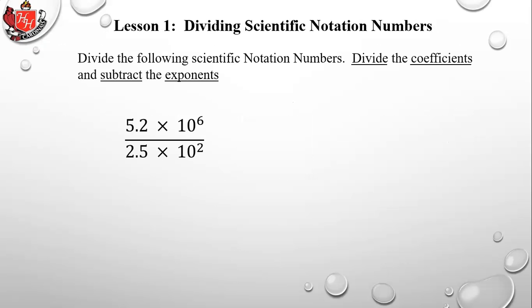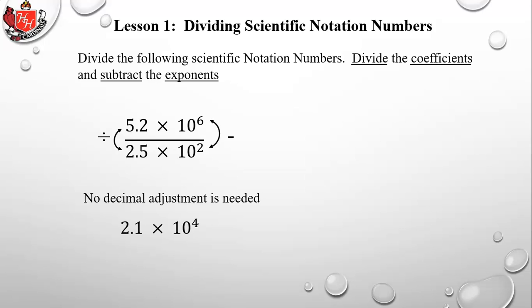All right, divide the following scientific notation numbers: divide the coefficients, and subtract the exponents. So 5.2 divided by 2.5, you divide those two, and then it's just the opposite of doing multiplication. You subtract the exponents, the top one minus the bottom one. So when we do that, no decimal adjustment is needed in this case. It could be, but not in this problem. You get 2.1 for the coefficient, and you get 6 minus 2, which equals 4 for the exponent. So the answer to that would be 2.1 times 10 to the 4th power.